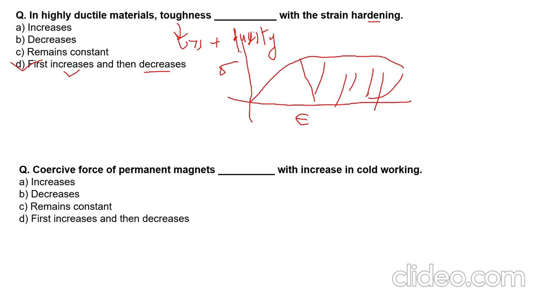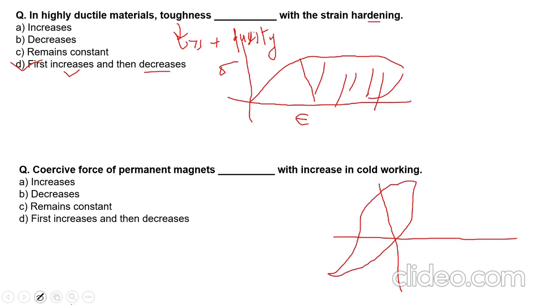Ma'am, would you please explain the meaning of this coercive force? What is meant by this one, ma'am? Okay, so if you have a general idea of magnets, normally magnets have something like this. They have a hysteresis loop. We call it something like this, the hysteresis loop.